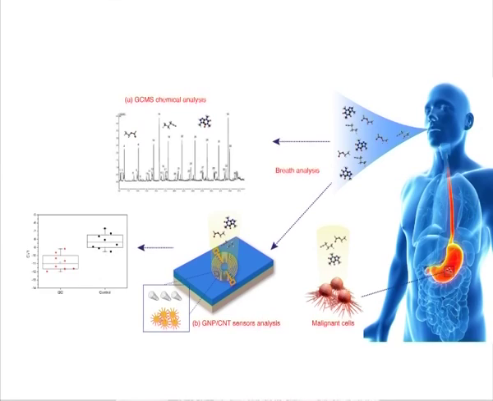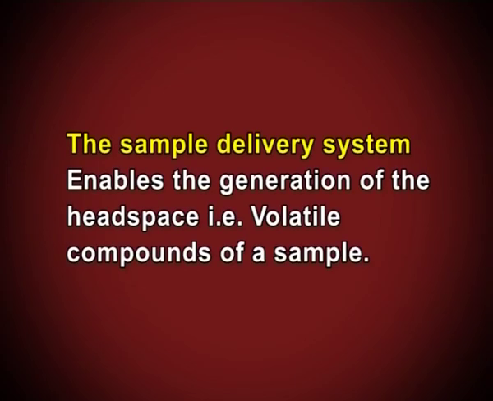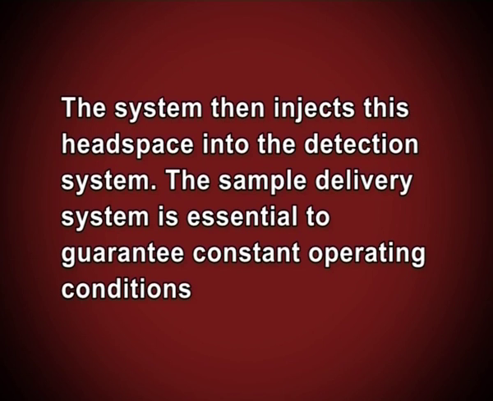E-nose. The electronic nose consists of headspace sampling, sensory array and pattern recognition modules to generate signal patterns that are used for characterizing odors in terms of perception as a global fingerprint. The major parts of an e-nose are a sample delivery system, a detection system and a computing system. The sample delivery system enables the generation of the headspace, that is, volatile compounds of a sample. The system then injects this headspace into the detection system. The sample delivery system is essential to guarantee constant operating conditions.